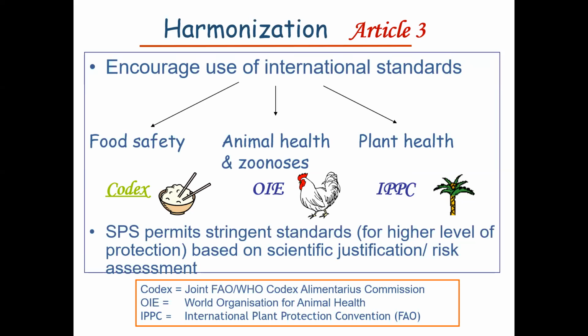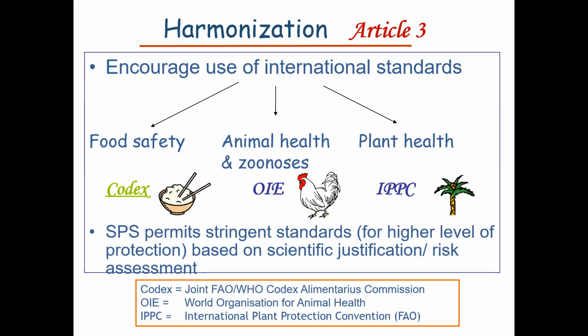There is the OIE, Organisation Internationale des Epizooties, which is for animal health, and there is the IPPC, International Plant Protection Convention, which is for plant health. So the international standards which have been referred to for food safety, animal health, and plant health are the ones which are published by these three organizations. So SPS says, base your standards on these.